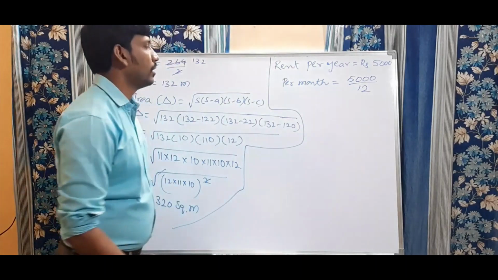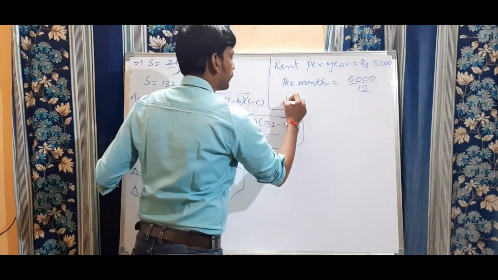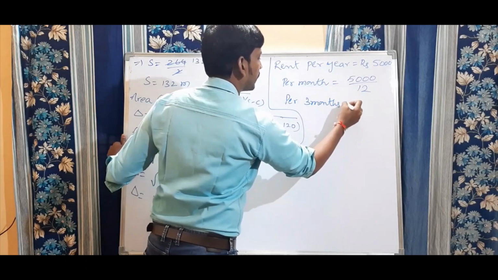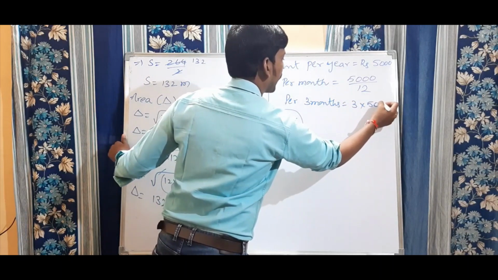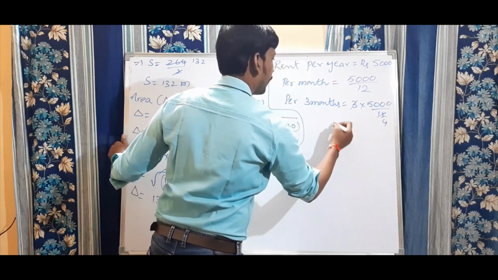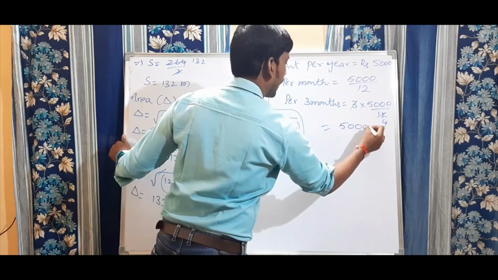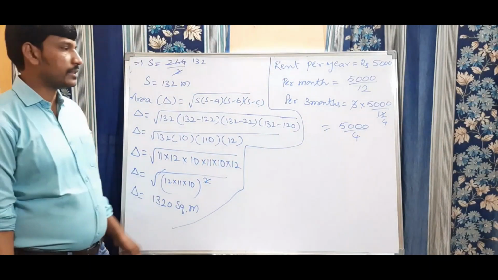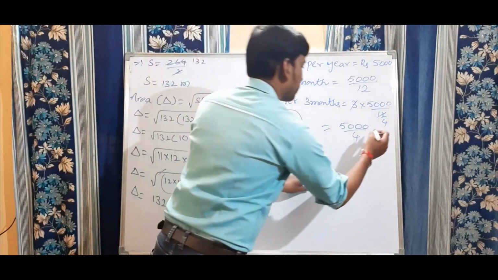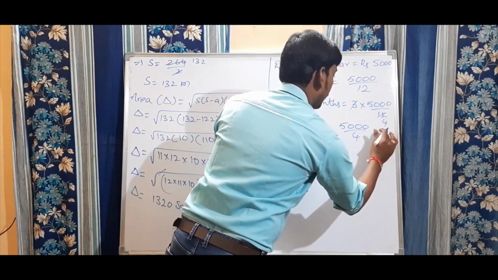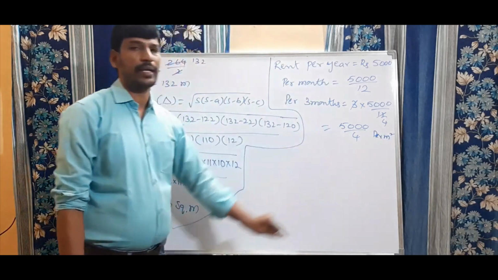Clear? So now per 3 months is equal to how much? 3 into 5,000 by 12. By cancellation, 3 ones are 3, 3 fours are 12, which is equal to 5,000 by 4. Keep it like that only. Don't do any division. This is per meter square per month, per 3 months. This is the rent. Clear?